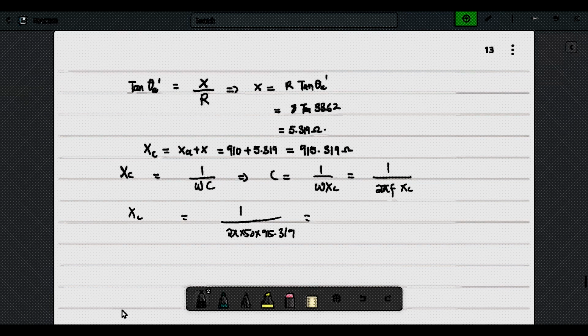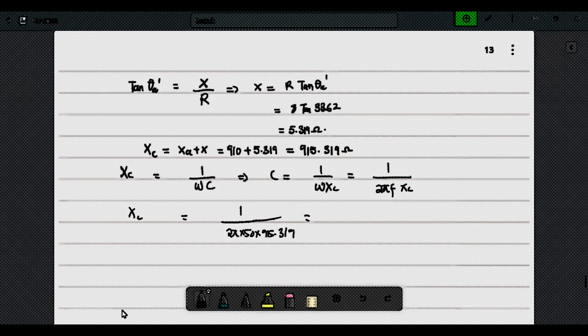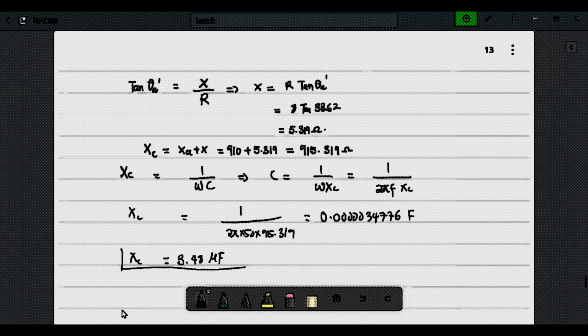Okay, and after doing that, you should be able to get the value of about 0.000000, 5 zeros, I think, and then 3, 4, 7, 6 farads, right? And this can be written in microfarads as 3.48 microfarads. Okay, so this is the value of the capacitance.